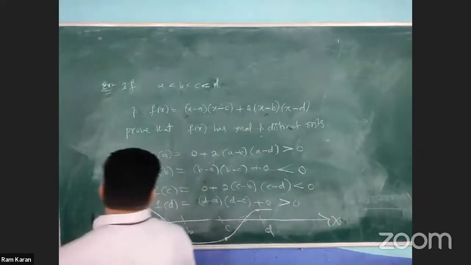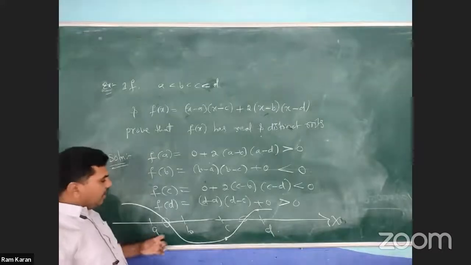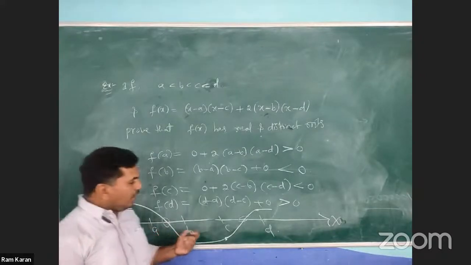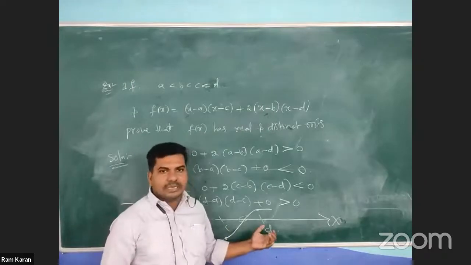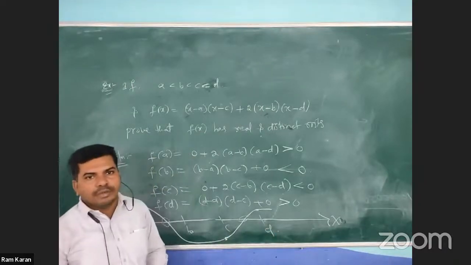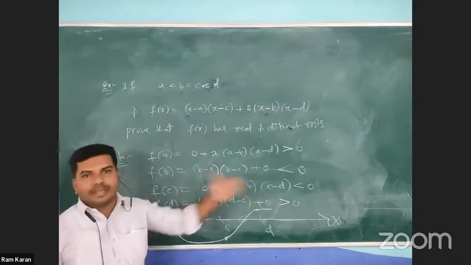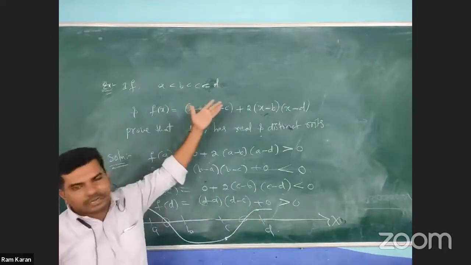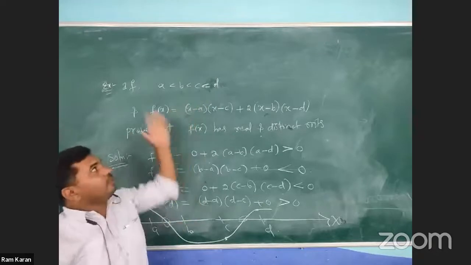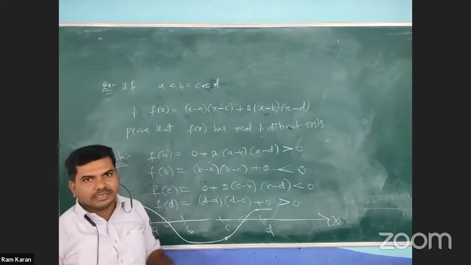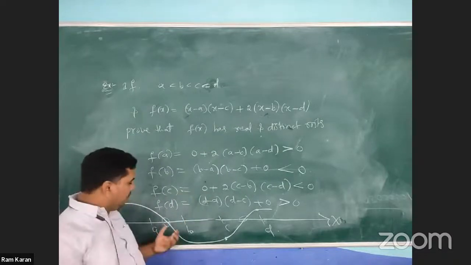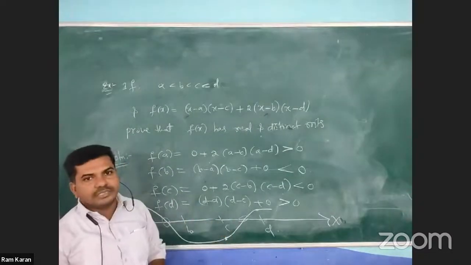So with that concept, I get that f of A and f of B are on opposite sides. Definitely, I have one root between A and B, and f of C and f of D are on opposite sides. That's why I have one more root between C and D. I can say where the root is located. Everything is unknown here. A, B, C we don't know, but we know that they are in ascending order. And we can say where the roots are. One root is between A and B, the other root between C and D.